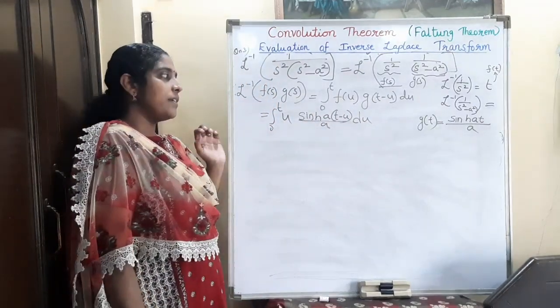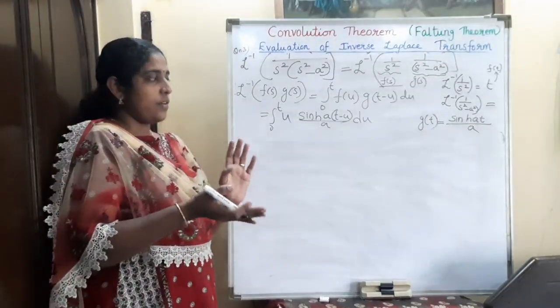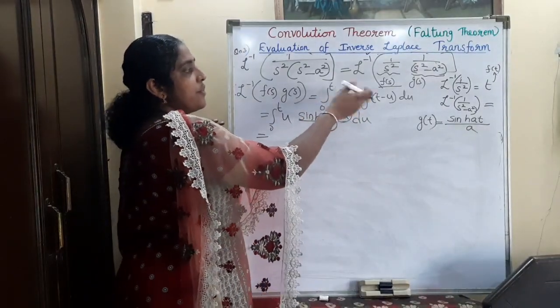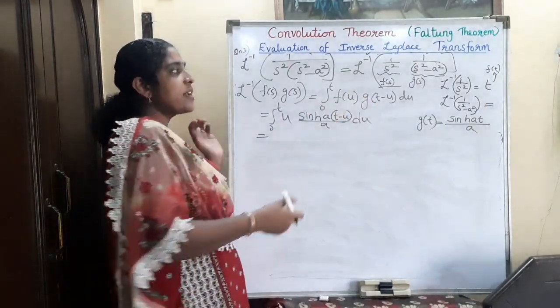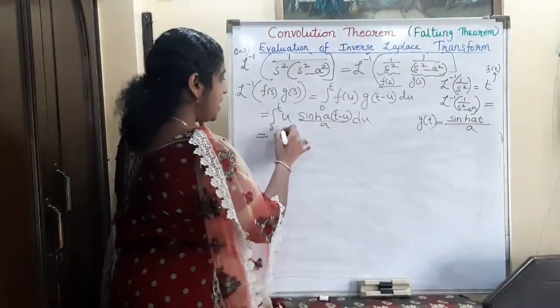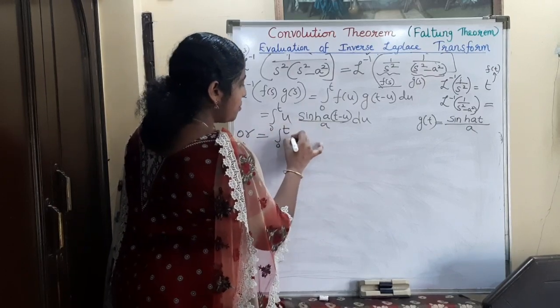Okay, we can also change the order, shift the order. It is not compulsory that we have to write f of u and g of t minus u. We can also take it as g of u and f of t minus u. Here I am writing in that way, or we can write it as integral 0 to t.